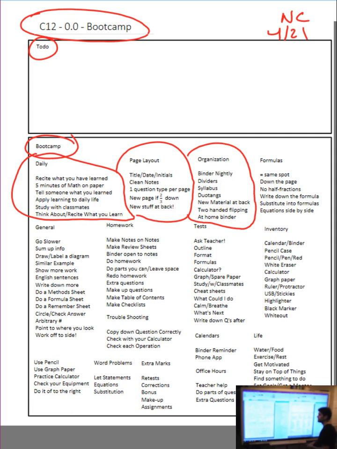Always have a syllabus. Make sure that you ask the teacher for the syllabus or print the syllabus offline, and always have all your dates in your calendar all ready to go.